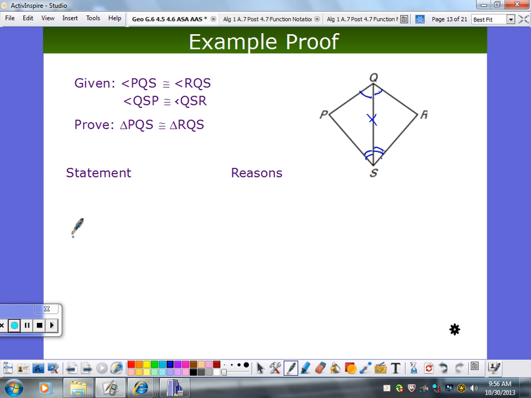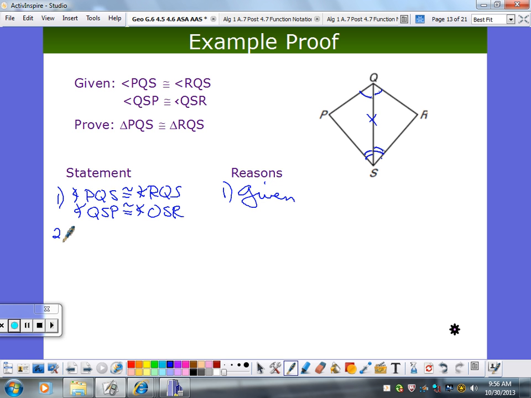All right, so to prove it, first let's just write down our givens. That seems like the easiest way to start, because we're flying without a net here. Nobody's giving me anything. Just go ahead and prove it.